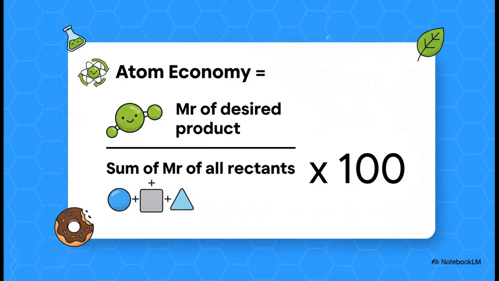And you guessed it, there's a formula for this one too. To work out the atom economy, you take the relative formula mass, that's the MR, of the one product you want, and you divide it by the total MR of all the reactants you started with. Then, just like before, you multiply by 100 to get your percentage. A really high atom economy means hardly any of your starting atoms were wasted.